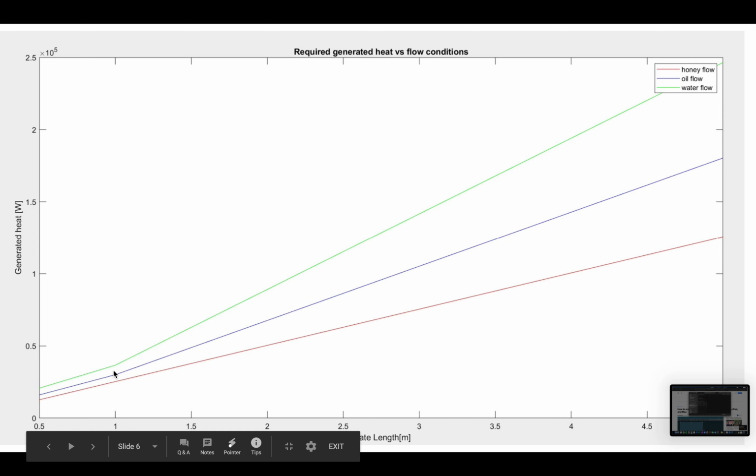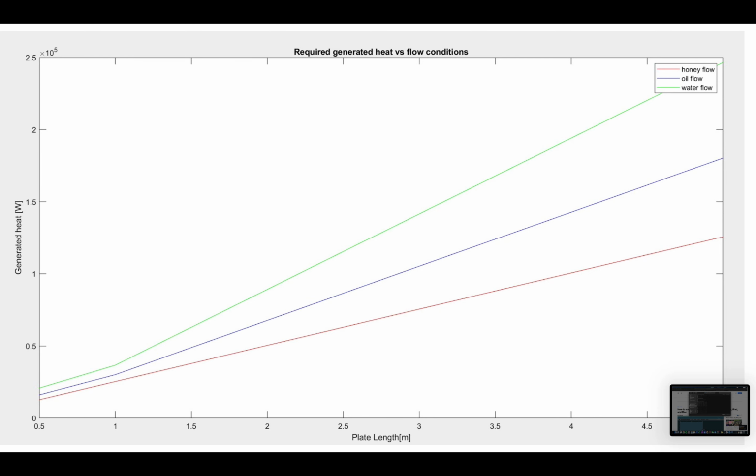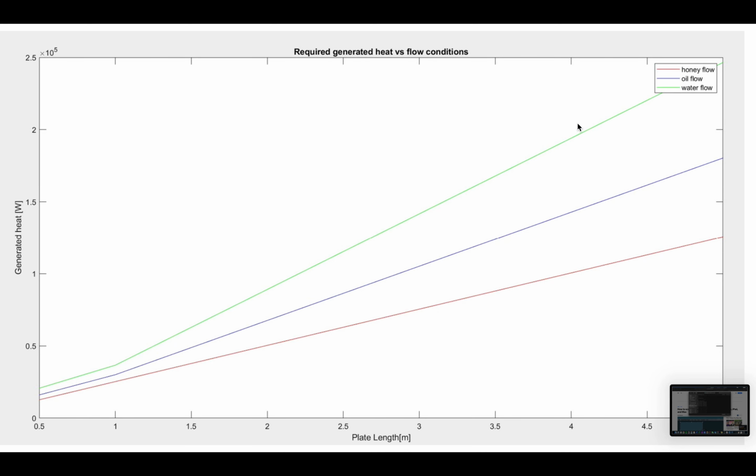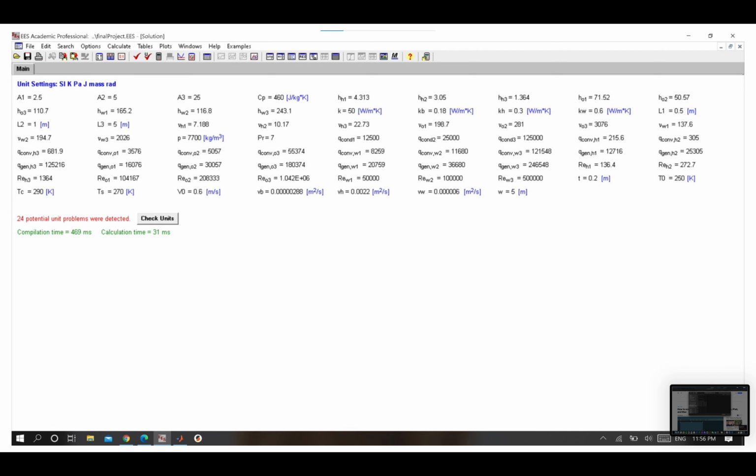This is the graph of required generated heat versus flow conditions, so you can visualize how they look. Not real life, but this is more of a very ideal case. As you can see, on the very top is the water flow heat generation, and on the bottom is the honey flow. This graph agrees with our result from the simulation.